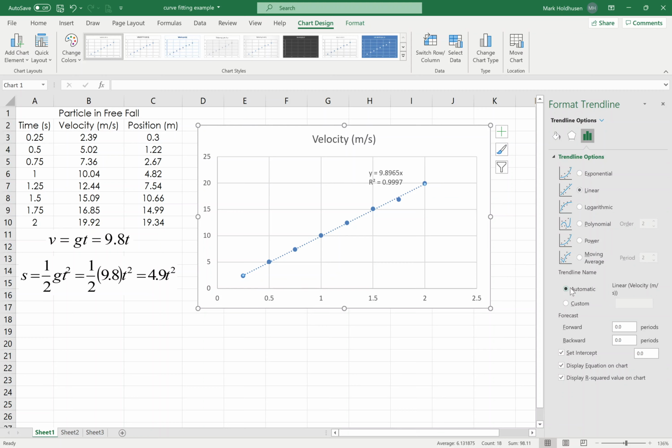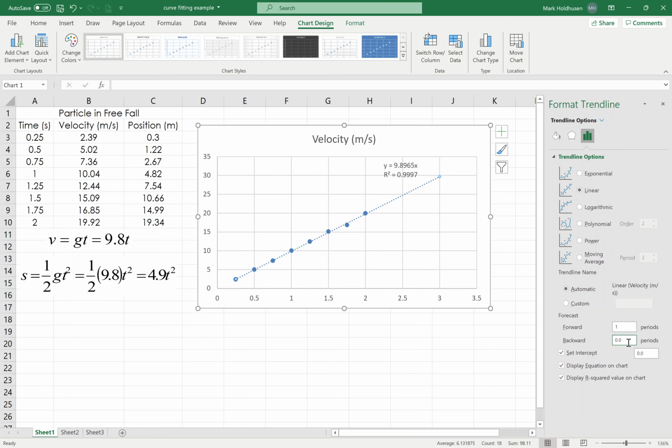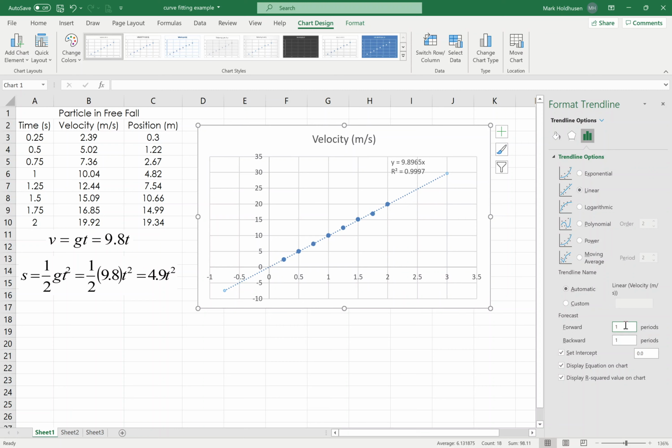The other thing that's kind of helpful here is the forecast. I could forecast forward to extend the line and see what it looks like moving forward. If I go one period, and a period is basically one value, we stopped at 2, so it's going up to 3. It doesn't really know what those units are. We do. Move forward 1. You can see it just extends that line out. You can go backwards as well, although that doesn't make a whole lot of sense, but you could go backwards and forwards and see how the plot looks moving forward.